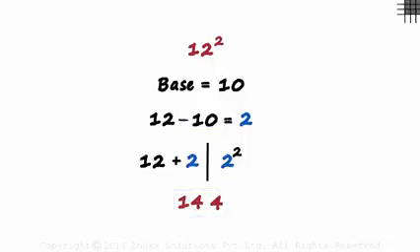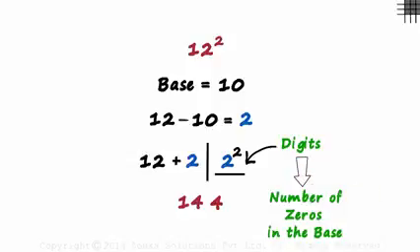Let's review it again. We found the base and then found the difference between the number and the base. After making a partition, on the left we wrote the sum of the number and the difference, and on the right we wrote the square of the difference. And that gave us the answer. But we should be careful about just one thing here. The number of digits we should write on the right-hand side should be equal to the number of zeros in the base. Here, as there is just one zero in the base, we write just one digit on the right. If there were 2 zeros in the base, we would have had to write 4 as 04.